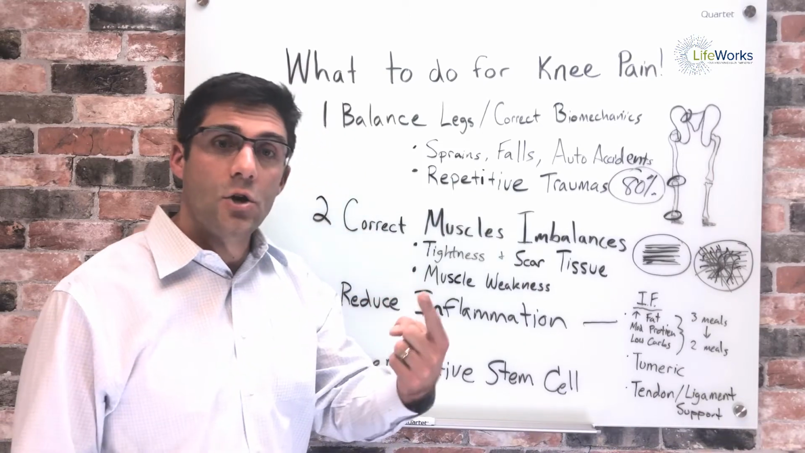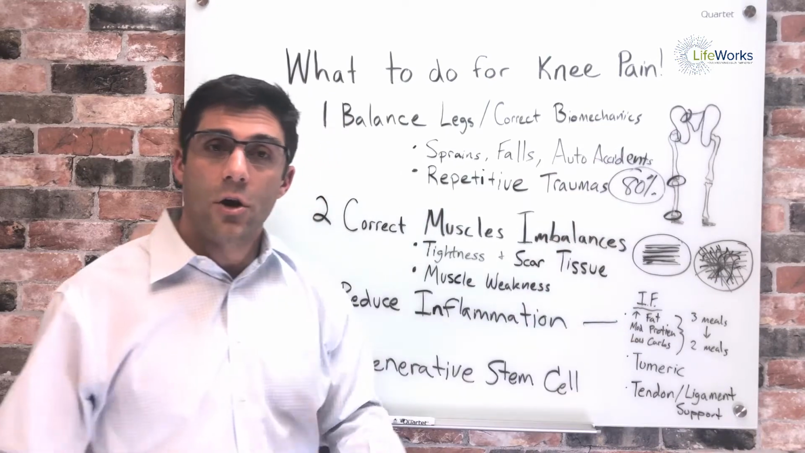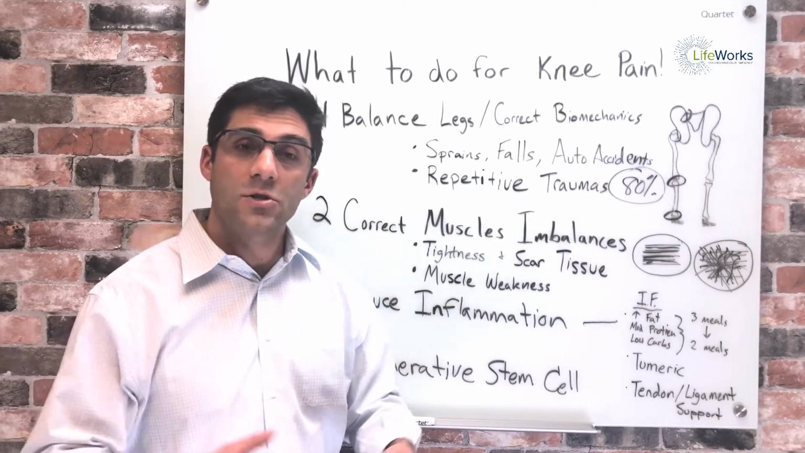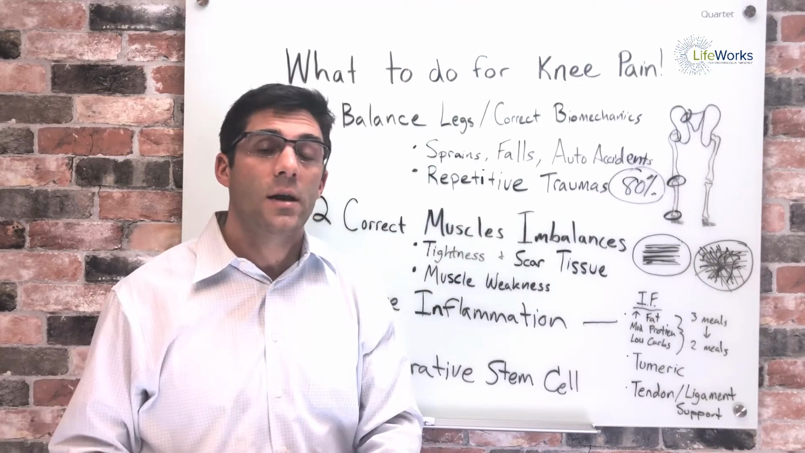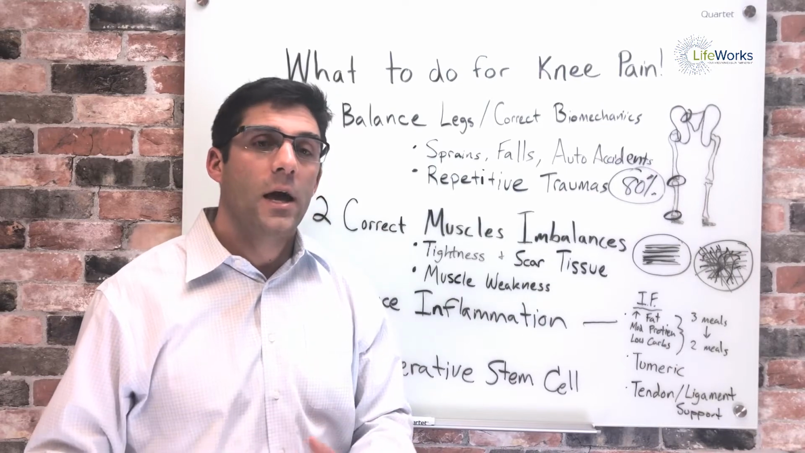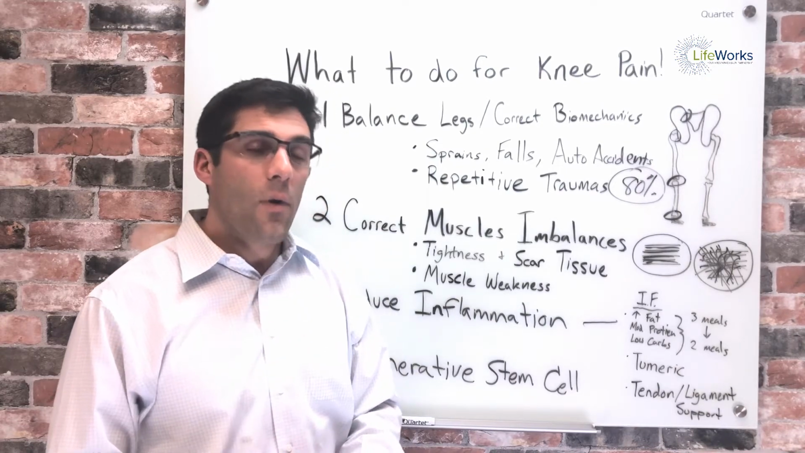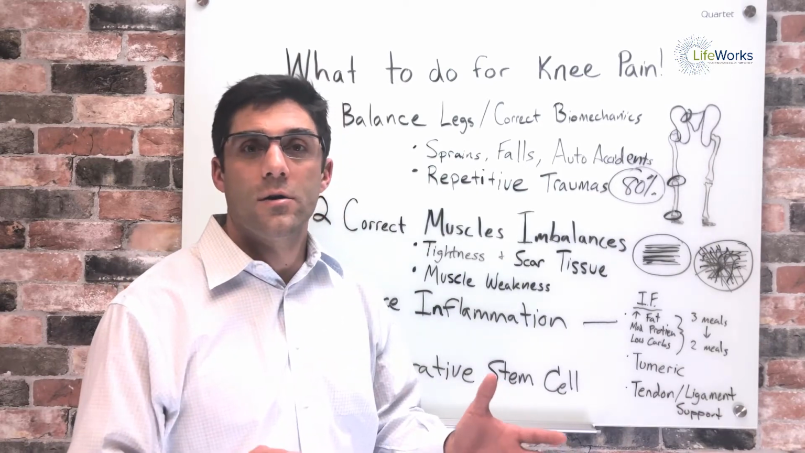One is traumas. Traumas could be from sprains, falls, auto accidents, okay? It's going to cause an injury to a joint, which is going to cause ligament laxity. The muscles are going to want to compensate in order to stabilize that joint. And long term, it creates muscle imbalances and wear and tear on the joints. However, that isn't the most common cause of joint pain.